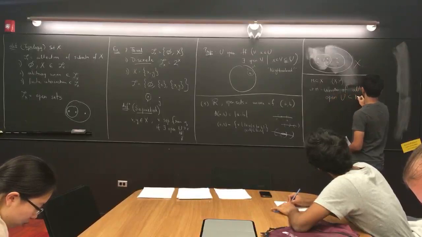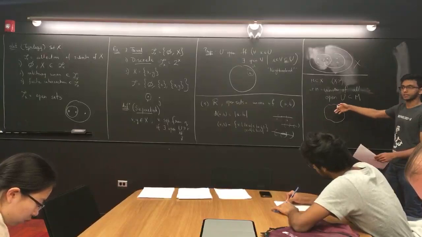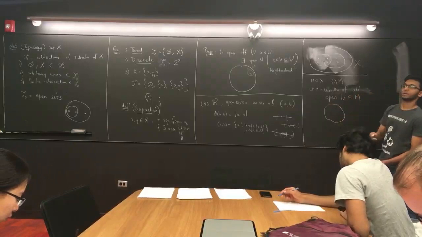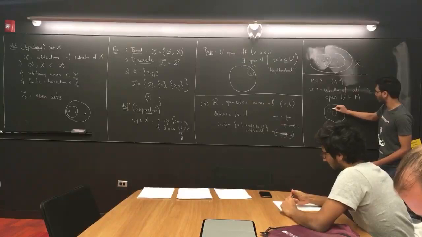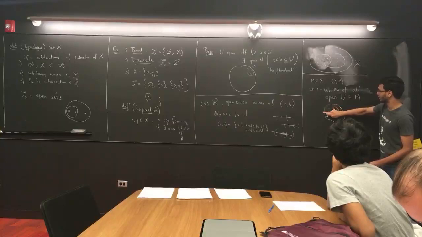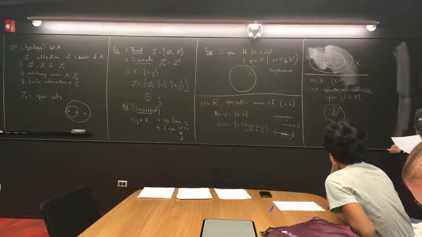So if you have a set M, pretend this is a subset of like the plane. Some parts include the boundary, some parts don't. The interior of this set M is just the union of all open sets included in it. So it'll be this domain without the boundary, in the standard example of the real plane. Does that make sense?